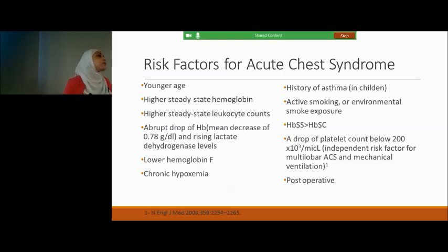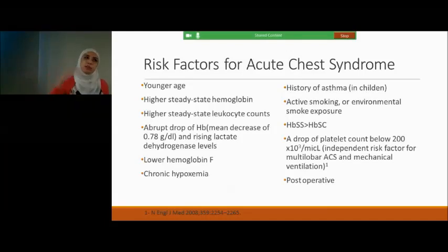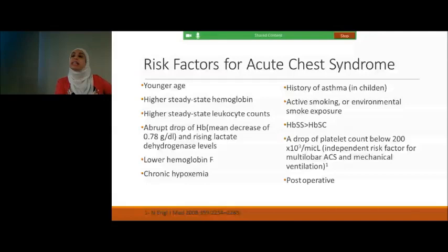Chronic hypoxemia, for example from obstructive sleep apnea or any other conditions that put you at risk of hypoxia. History of asthma in children, passive smoke exposure or active smoking for adults. And as we mentioned earlier, some traits are more severe than the others, so HbSS is worse than HbSC. An acute drop in the platelet count below 200,000, and that was actually pointed out in the New England Journal of Medicine to be an independent risk factor for acute chest syndrome. And finally, as you all know, operative and post-operative risk for the patients.